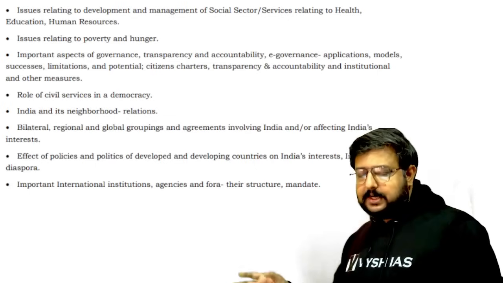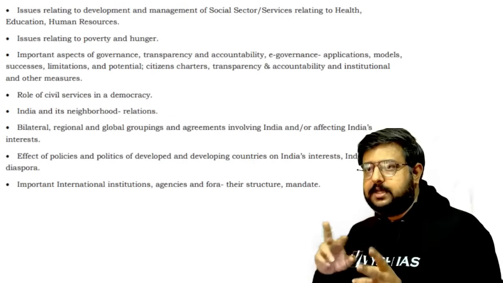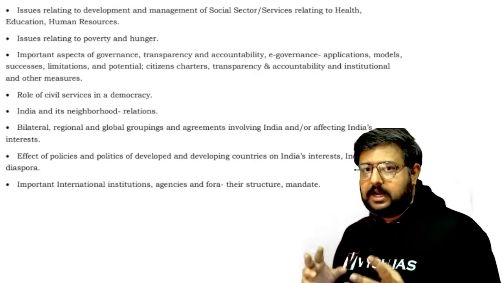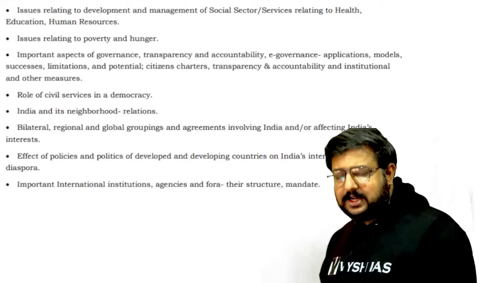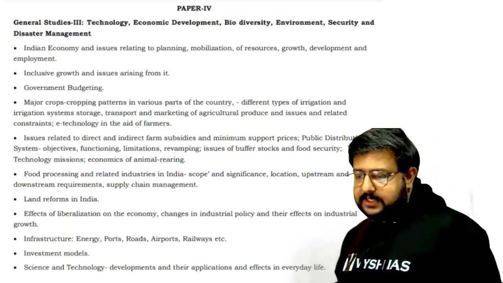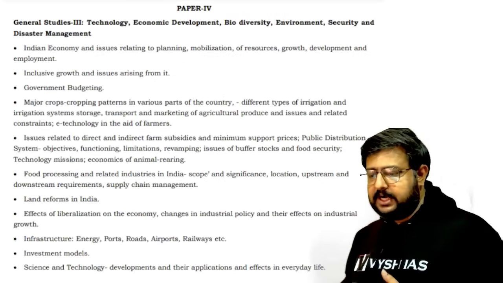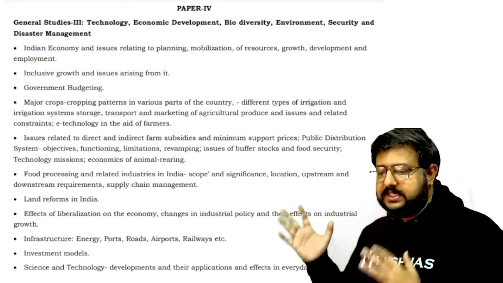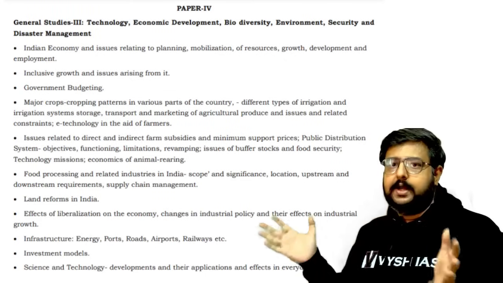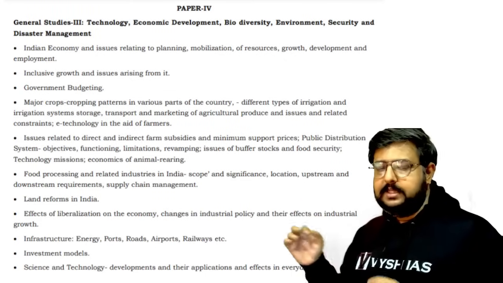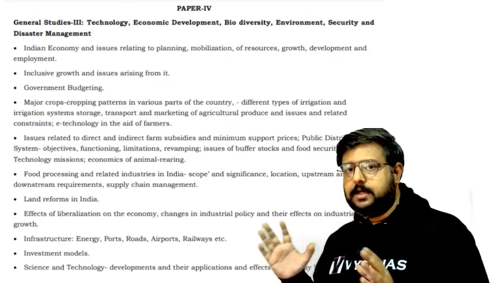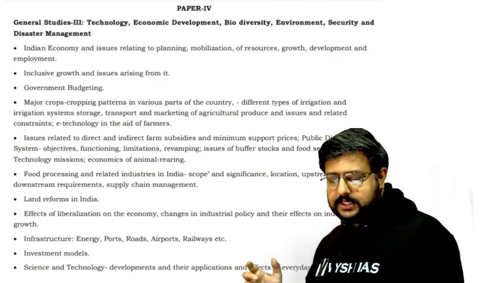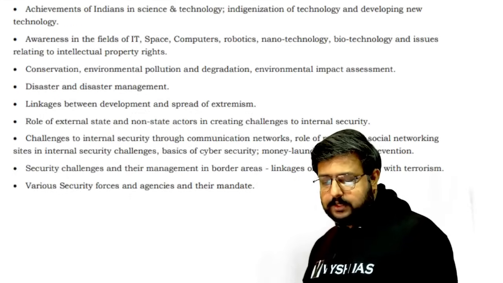More things are there, like hunger and poverty issues, which overlap in GS1 and GS2. And government schemes also, every government scheme. Then GS3 will be there, where economics, environment, science and technology, internal security, disaster management, all these come here. You should know this by heart. You don't have to look at this PDF. Anything which comes in the budget, or everything coming under terrorism, all these are under GS3, paper 4.